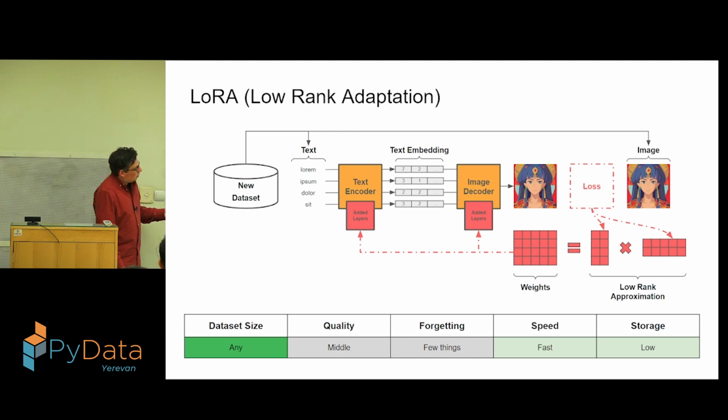And the storage is low because you need to store only these two factorized matrices on the disk. So these are two very small matrices.